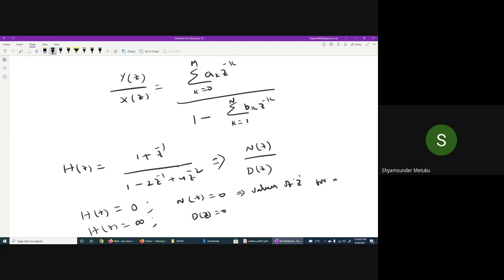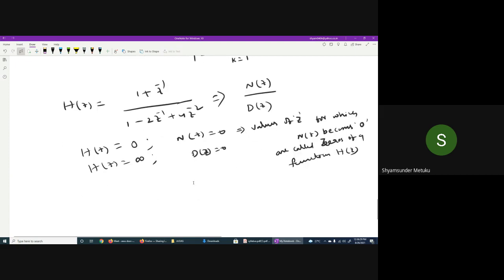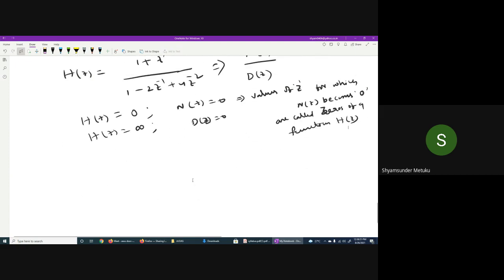So here, the values of z for which N of z becomes 0 are called zeros of a function, zeros of a function H of z. Is it clear? Every transfer function in the z domain has the definition called zeros of a function, meaning roots of the numerator. Can I say roots of the numerator this way?